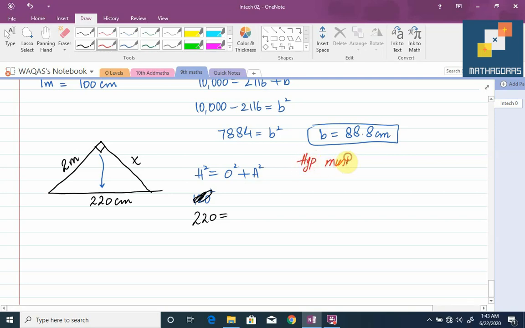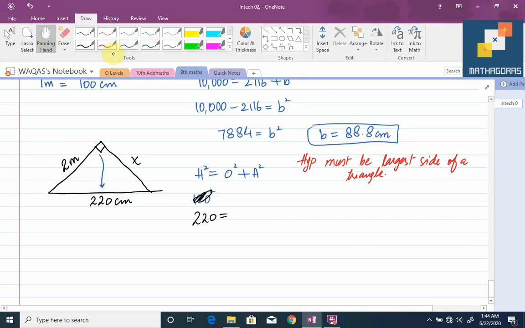Hypotenuse must be the largest side of a triangle. It is not possible that opposite or adjacent side lengths are greater than hypotenuse. It is not possible. If it is possible, then there is something fishy about the question. That is why I made a correction here. 2 meter means 200 centimeter. So at first I wrote 120. So 200 is greater than 120. So that is why it is not possible.